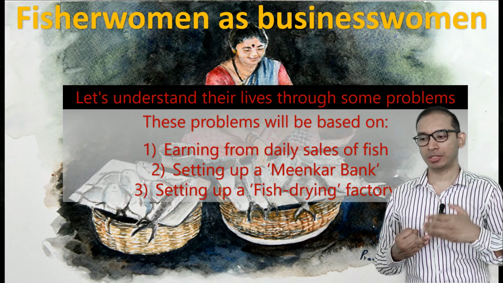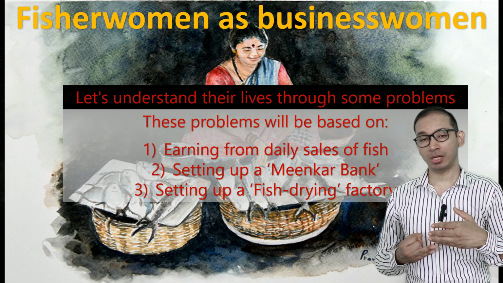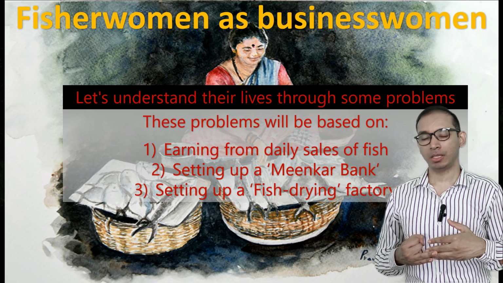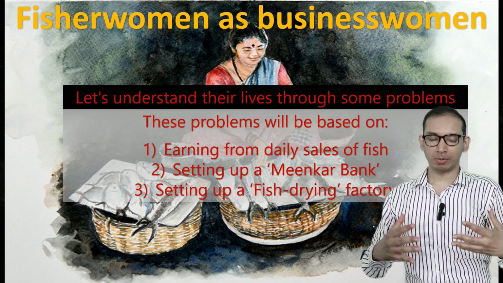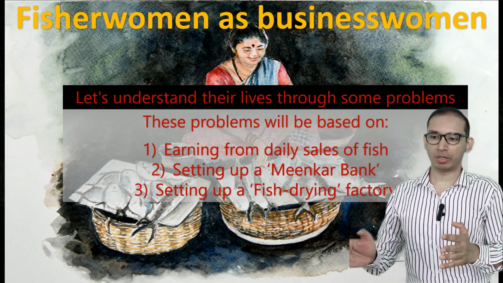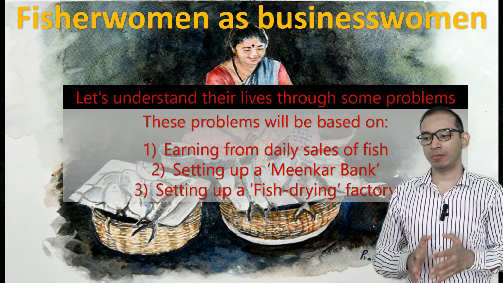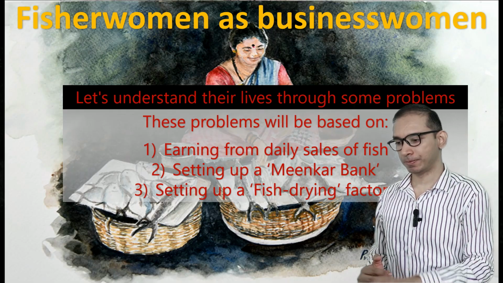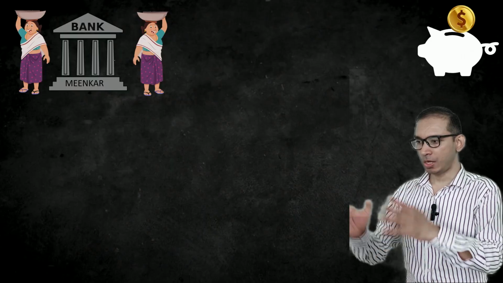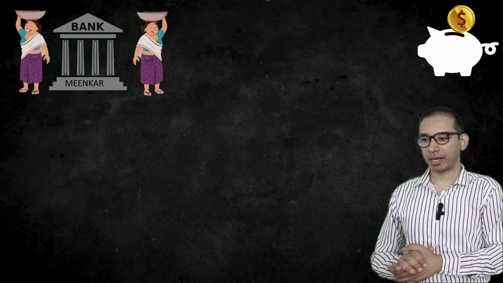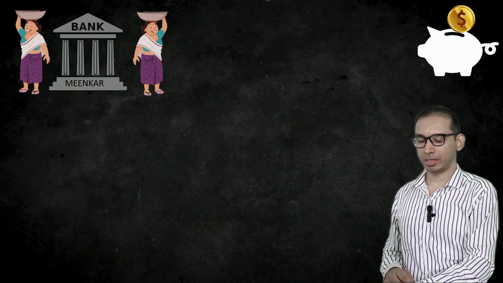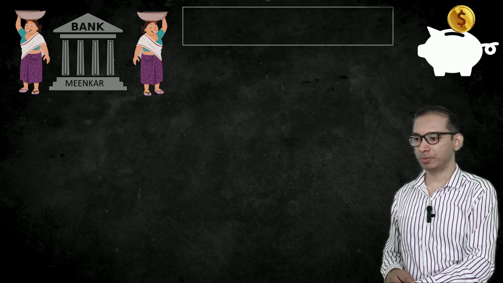They are first going to estimate how much they are earning from daily sales of fish. Then they will collect some money. They'll set up a bank, collect some money, put it into that bank. When they have enough money, they will set up a fish drying factory. So that's your Meen Car bank, and we are going to start with the first part of the problem.